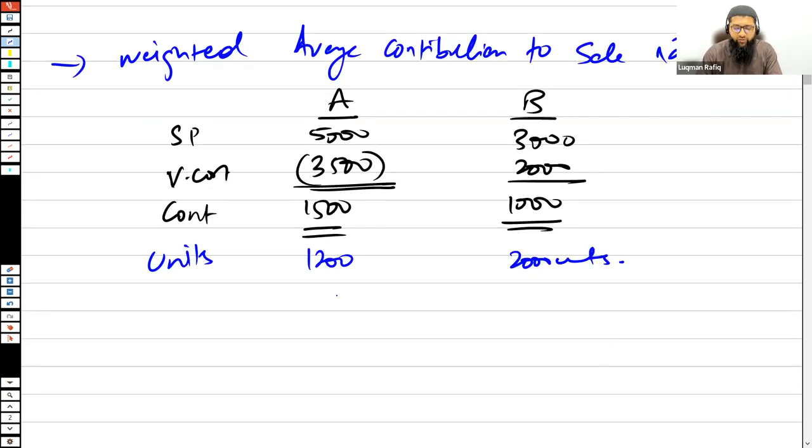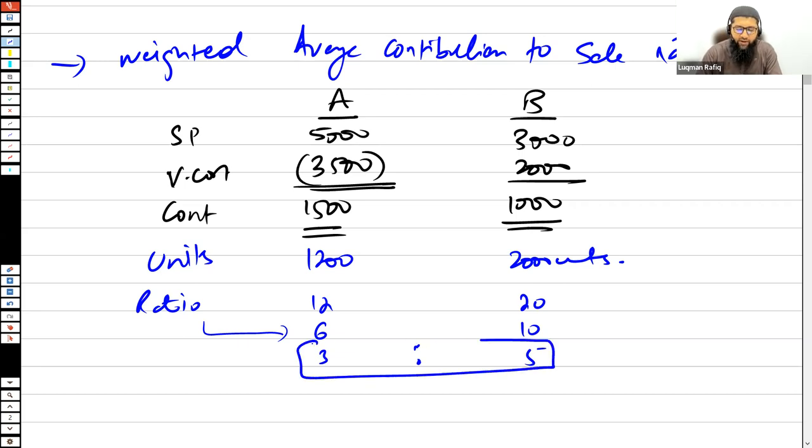So what I could actually do is say it's 12 and 2. If I want to calculate the ratio, I could say it's 12 and 20, and I could simplify this ratio like this. If this is divided by 2, it's 6 and 10. Further, it is basically 3 and 5. So this is basically a ratio of 3:5.